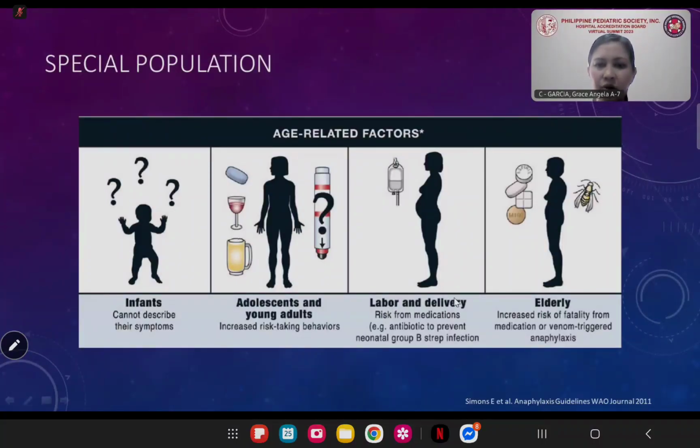During labor and delivery, pregnant patients have a risk of getting a lot of antibiotics, so they also have a risk of more anaphylaxis. And in the elderly, they are taking a lot of medications, and most of the time they are outdoors, so they can be exposed to bees, insect stings, etc. They also have more risk of fatal anaphylaxis because of their concomitant diagnoses as well.